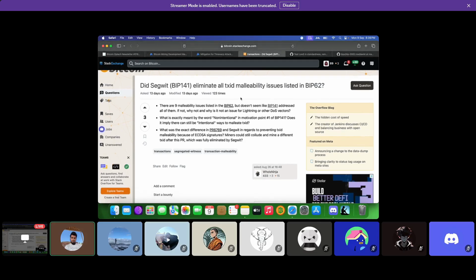Now that we've split the digital signature from computing the TX ID, it is not possible for anybody to manipulate the digital signature and create another TX ID, right? Because now we don't take the digital signature into account while computing the TX ID. That was fixed by SegWit.